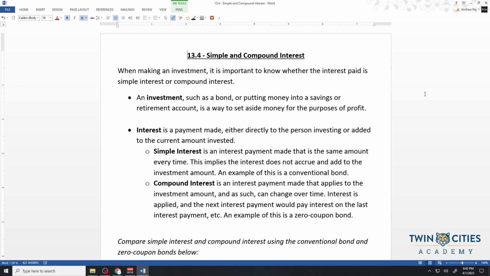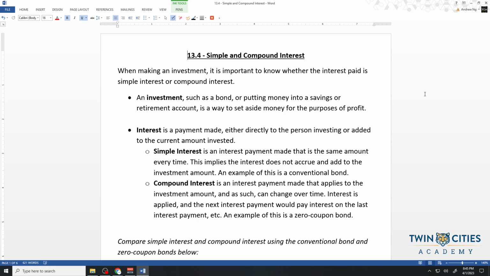So what is interest? It's a payment made either directly to the person investing or adding to the current amount invested. So there's two types. There's simple interest and compound interest. And simple interest is essentially you get the same amount every single time, and that doesn't change no matter what. So whatever's in the account, you get maybe 5% of that, and then that is applied every single month or maybe every single year.